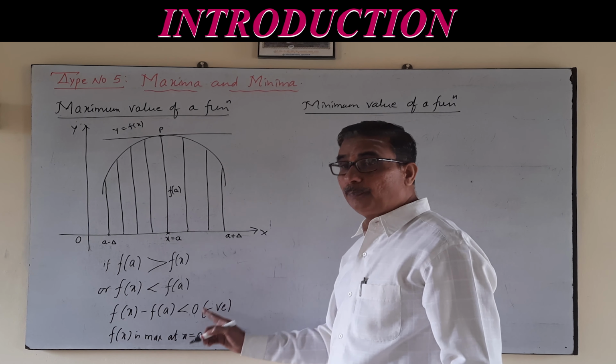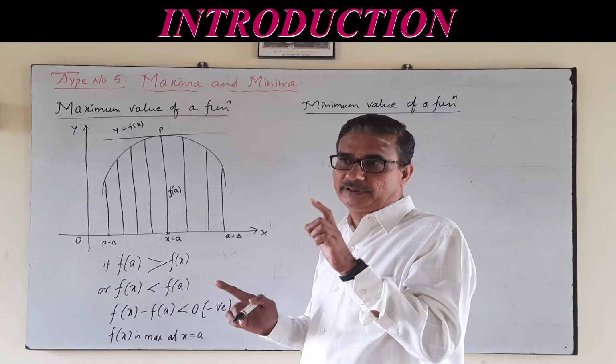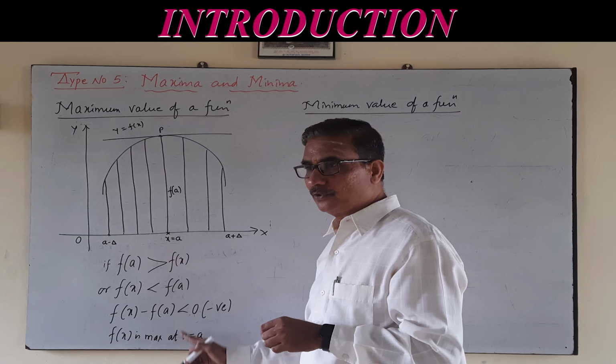At which point is it maximum? There are so many points, 1 2 3 4 5 6, so many numbers. Among those numbers, which number satisfies that the function f of x is maximum? To identify this, the difference of those two values must be negative, less than 0. Then the function f of x is said to be maximum at that particular point. Only at that point it is maximum. Which point? In general at x equal to a.